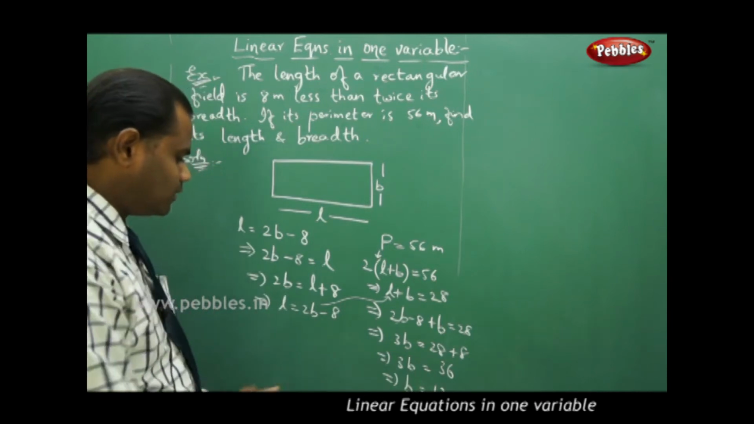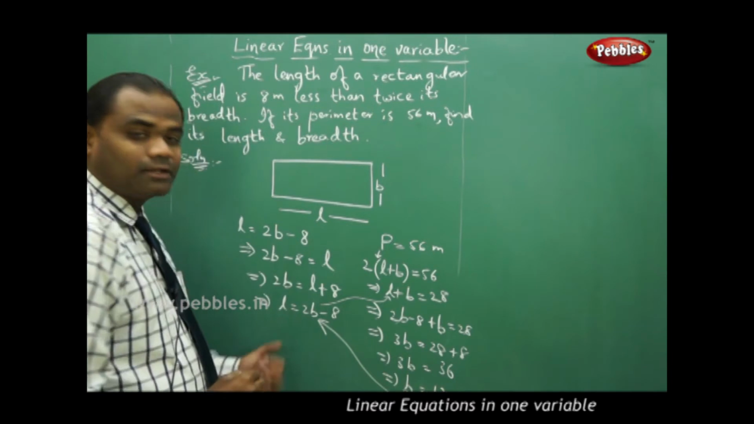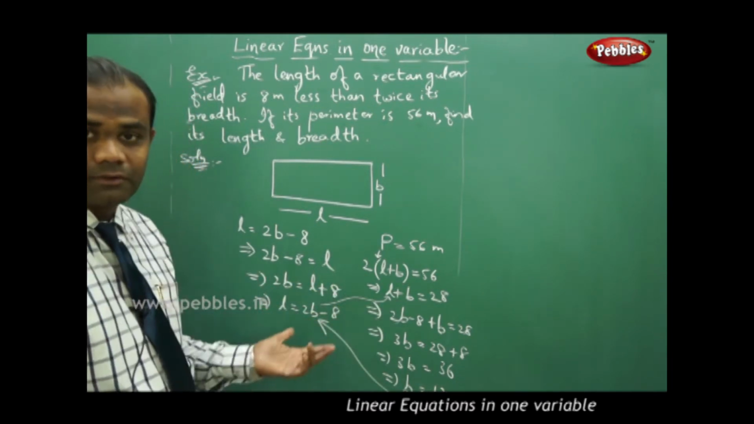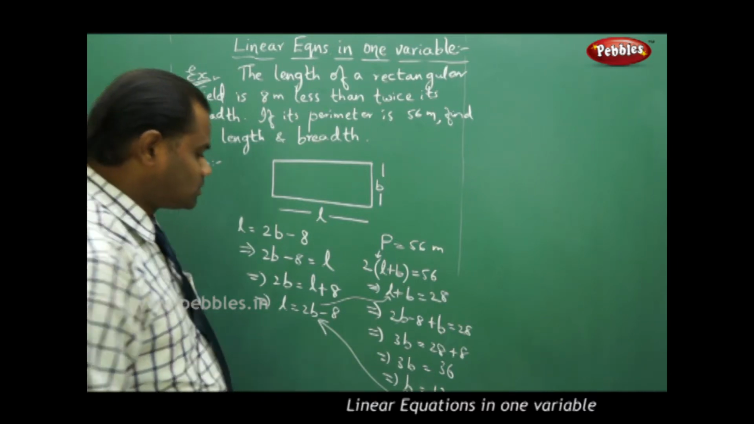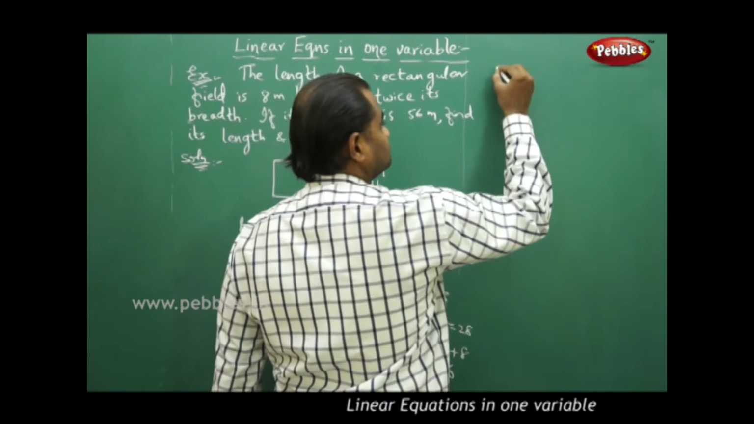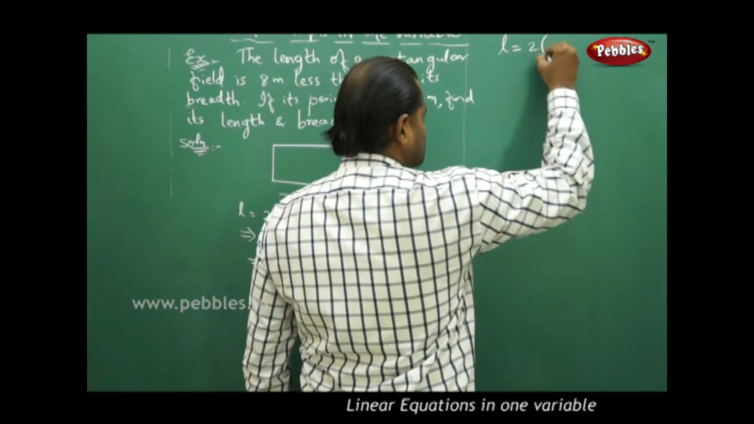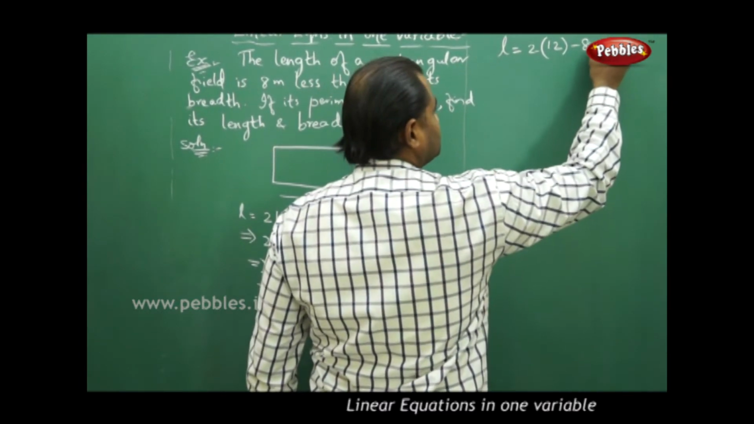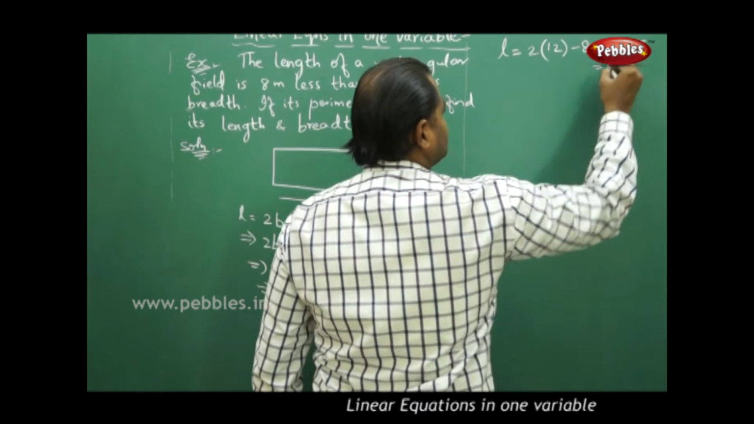So once I got the value of b, then I substitute this b in one of the equations, then I get the value of L. You can substitute either in this or in this, whichever is the easier equation. So I don't mind substituting the value of b here. In this case I get L equal to twice of b minus 8. So twice of b, which is 12, minus 8. This would be 24 minus 8, which would be 16.